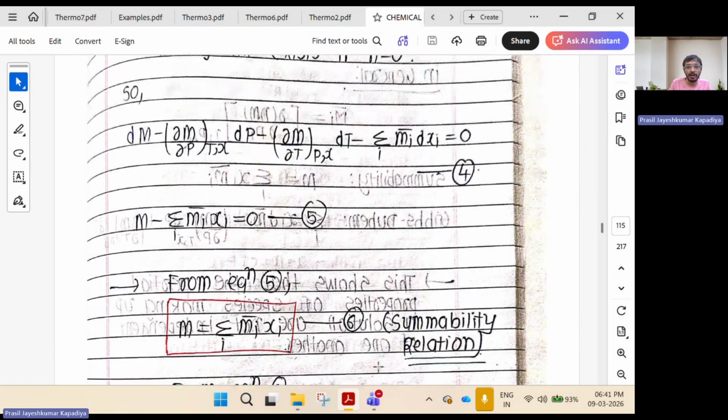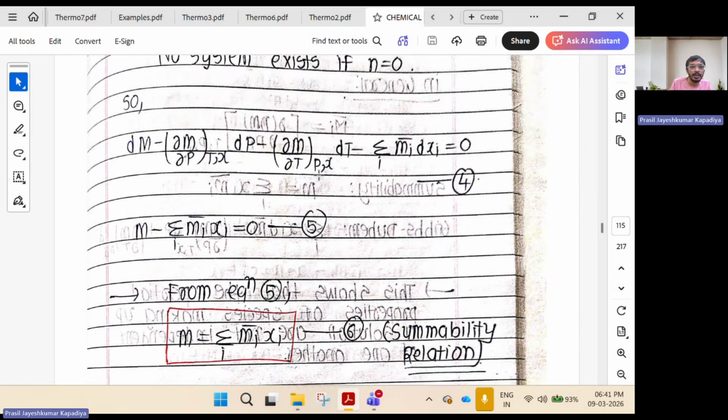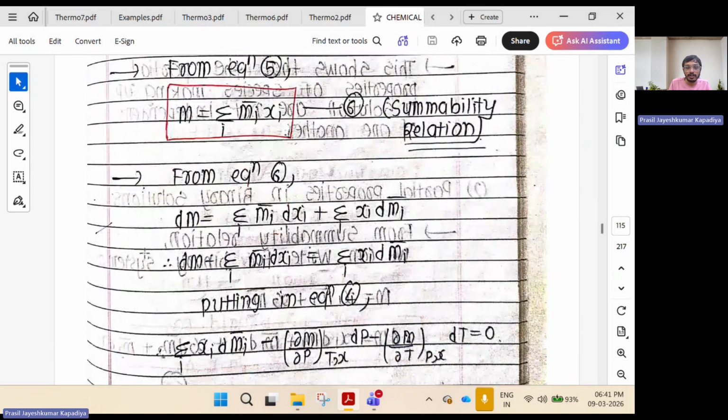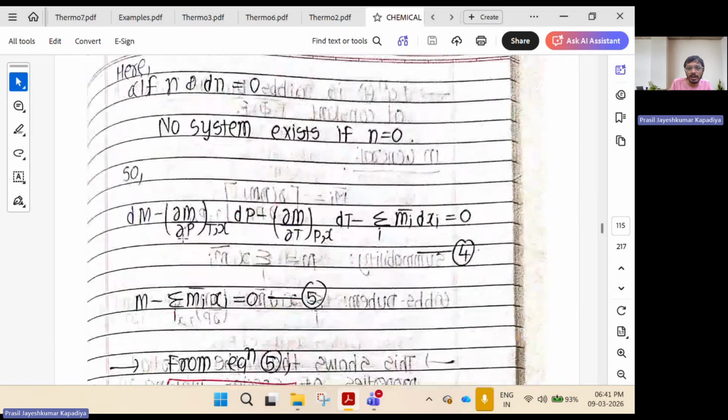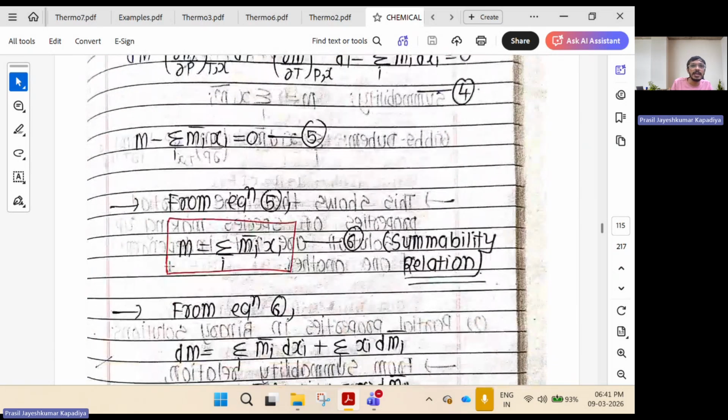Now we will come to this part. We have this equation that m is equal to summation over i of xi mi bar. Can I differentiate this equation? I can differentiate it as dm is equal to summation over i of mi bar dxi plus summation over i of xi dmi bar.